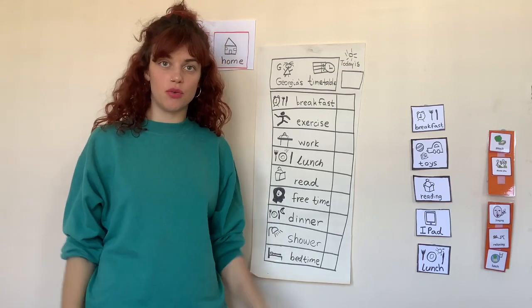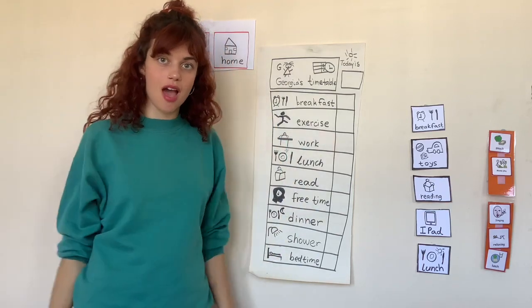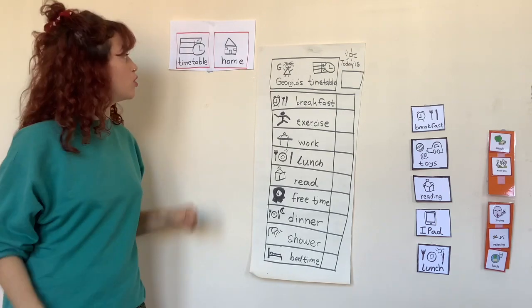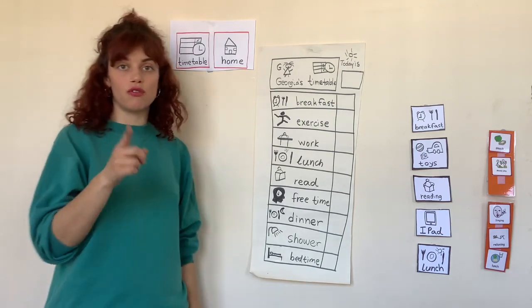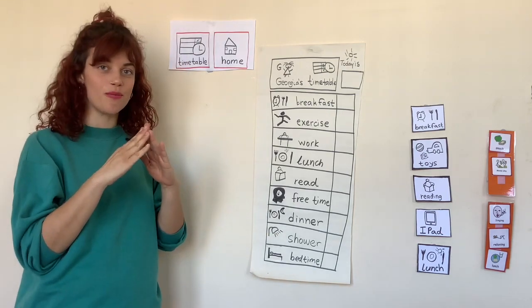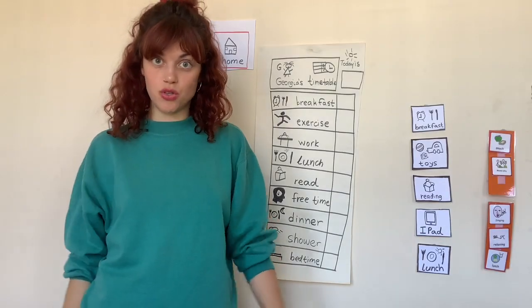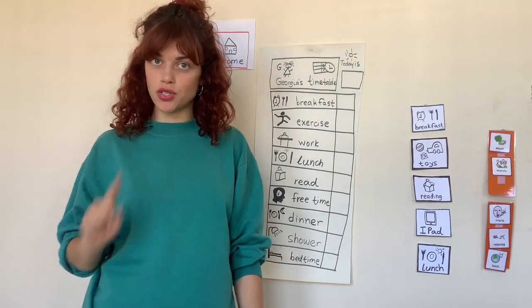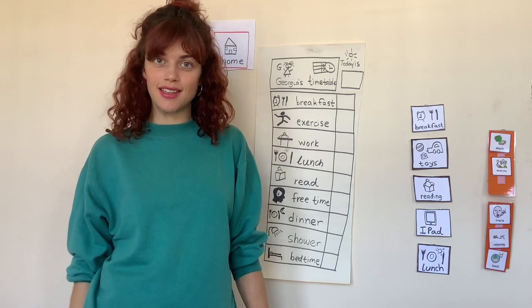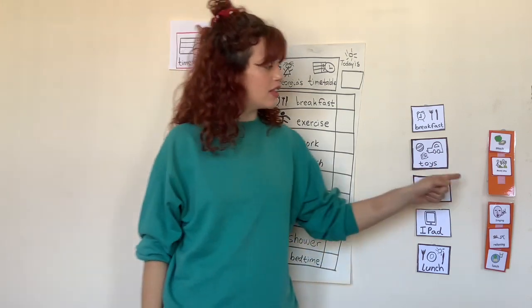In this video we're going to be learning about how to make and use a timetable for your child at home. A timetable is a visual way of showing your child what is going to happen in their day. A timetable can look like this.